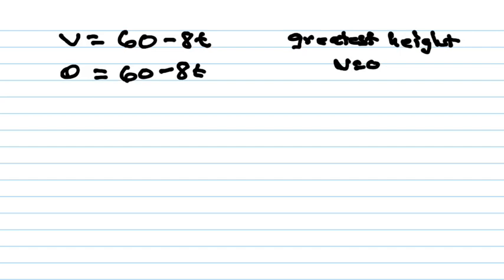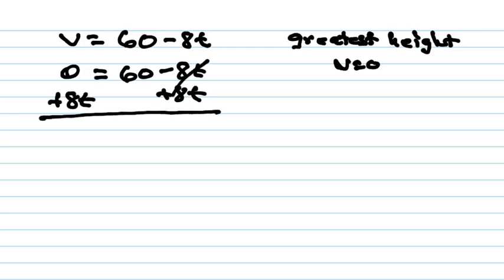Time. Okay, so subtract the 60 from both sides, or you could just add the 8t. Which would you have done probably? Add the 8t to get rid of the negatives? Does it matter? No. Okay. But get your t's on one side, your numbers on the other. That gives you 8t equals 60.